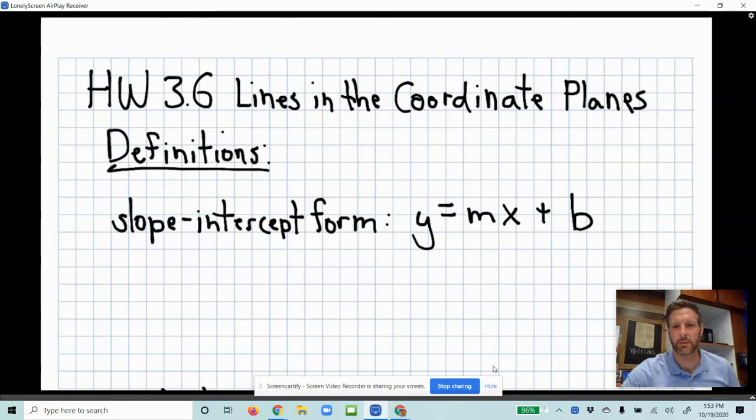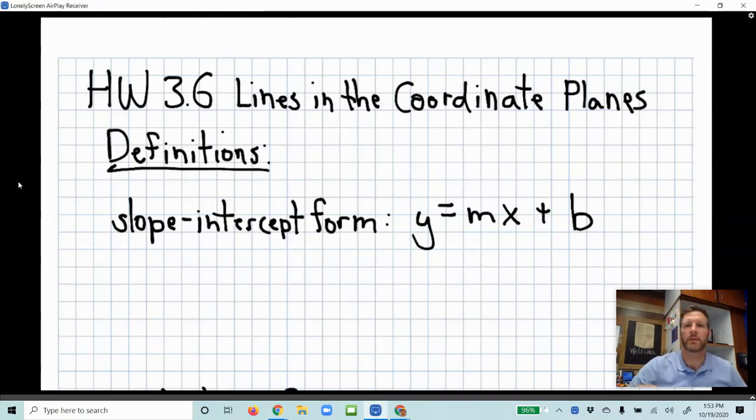Alrighty, geometry friends, here we go. The last lesson from chapter 3, continuing with graphing lines in the coordinate plane. And this is going to be actually graphing the lines. Last chapter lesson was on slope.